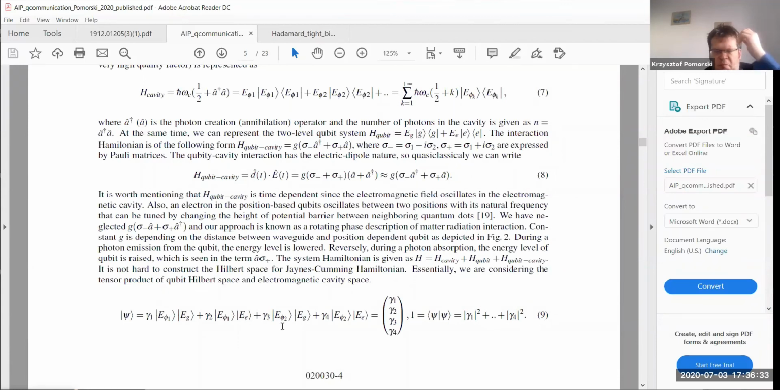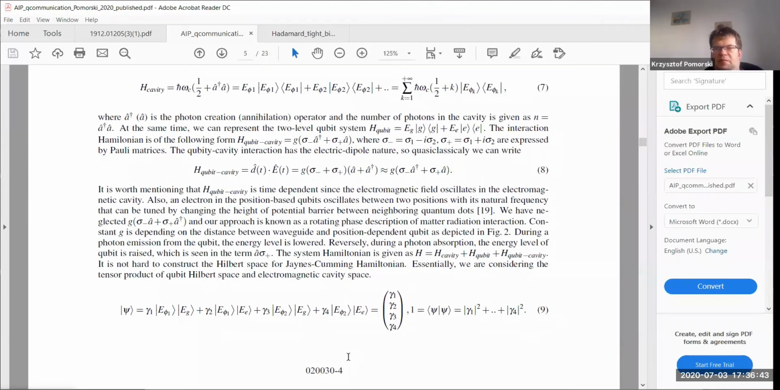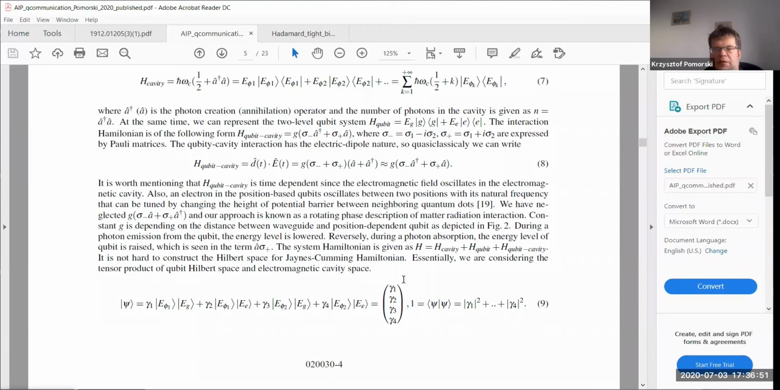Position-based qubit, again, we can have an excited state of a cavity and ground state of a qubit, and both excited state of cavity and excited state of qubit. So that's how it is. So it can be represented by a vector of length 4, and obviously there is a normalization condition that needs to be fulfilled.